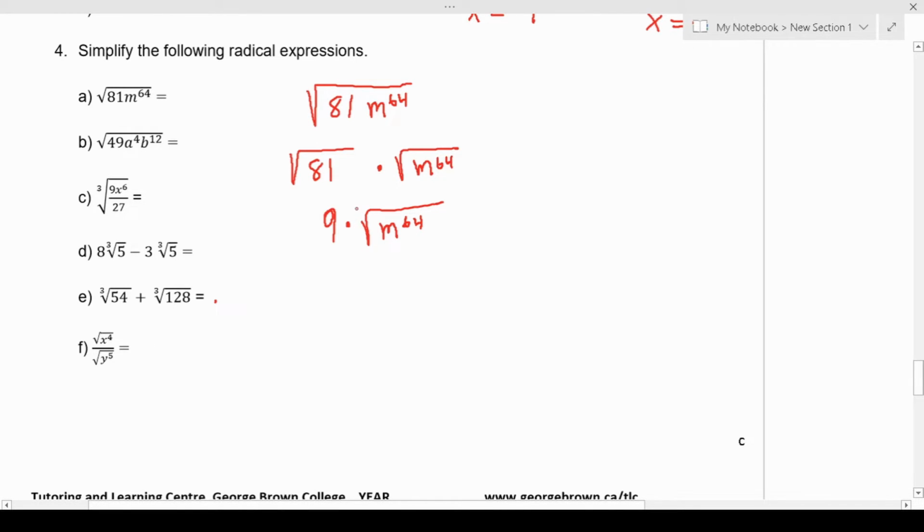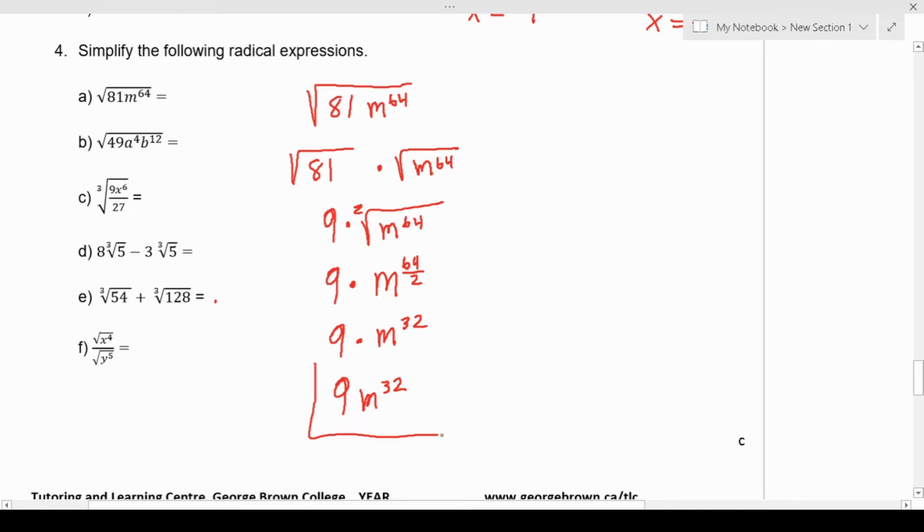And again, in case it's not obvious, this has an index of 2. Again, square root is usually not expressed with an index. In an effort to solve this one, we can take it and express it as an exponent. And that's going to look like this. m to the, again, this power goes in our numerator, and this index goes in our denominator. So this is 9 times m to the 64 divided by 2, which is 32. And if we clean this up, this becomes 9m to the 32.